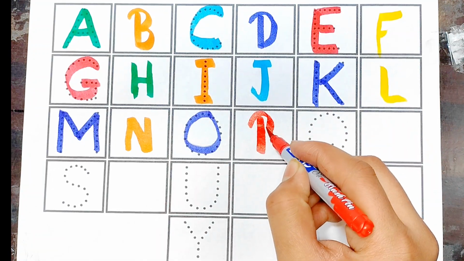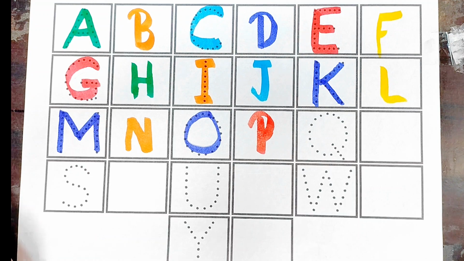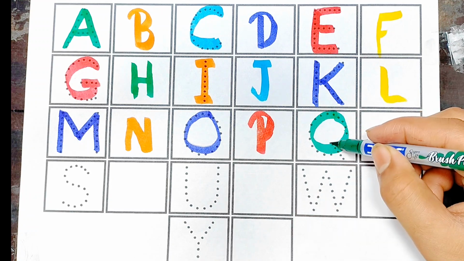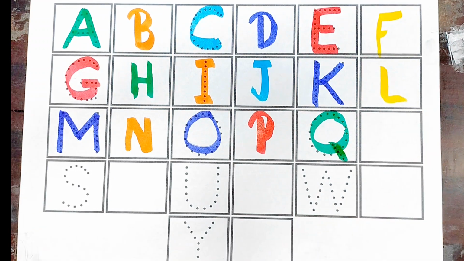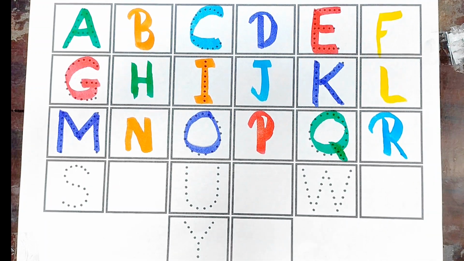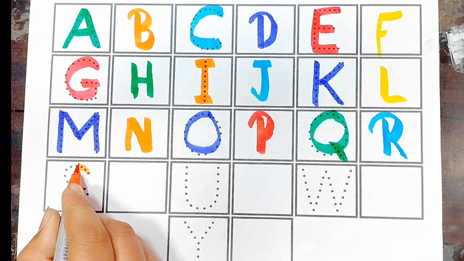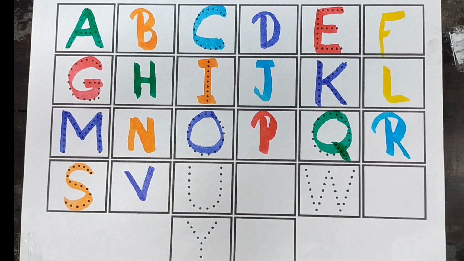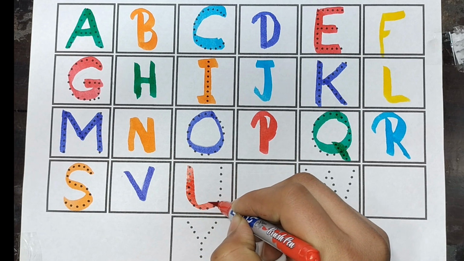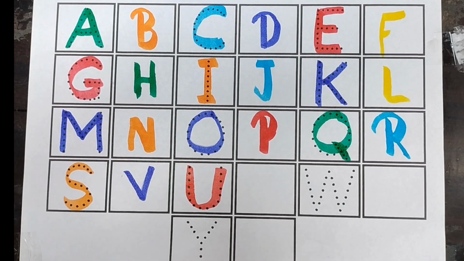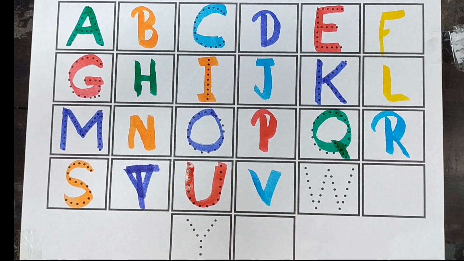P for parrot. Q for queen. R for rabbit. S for sheep. U for umbrella. V for van.